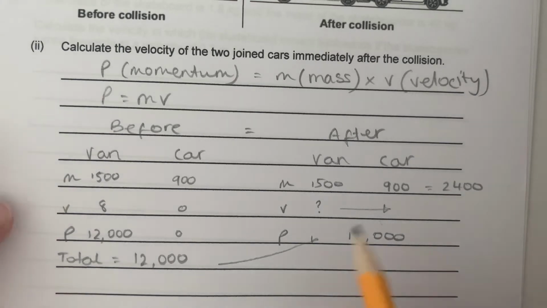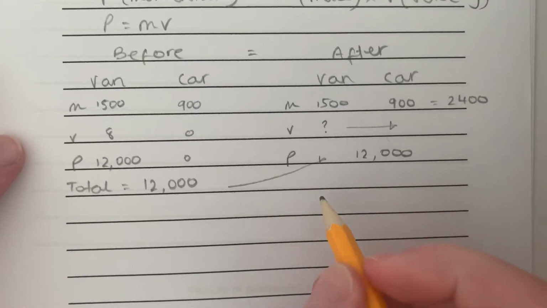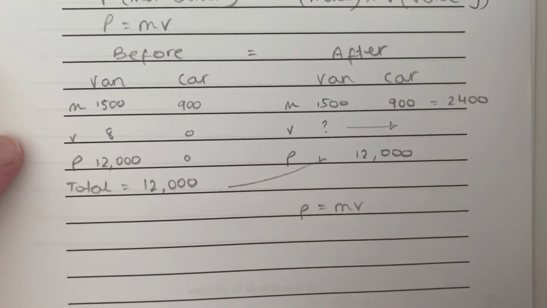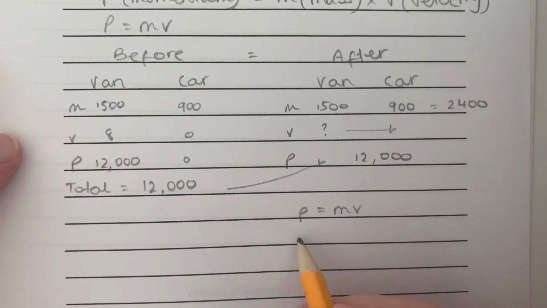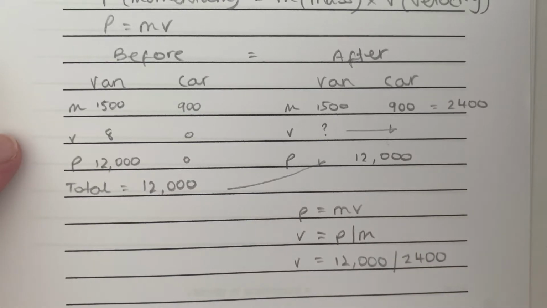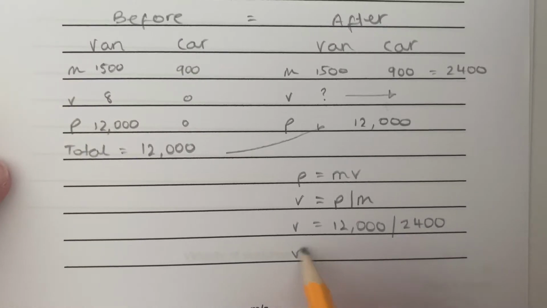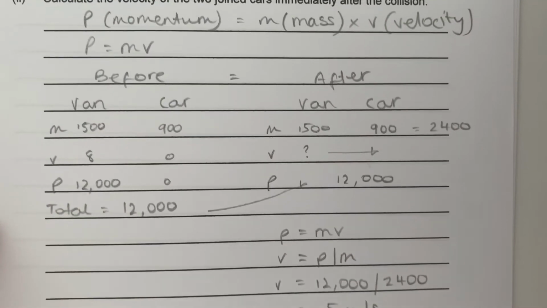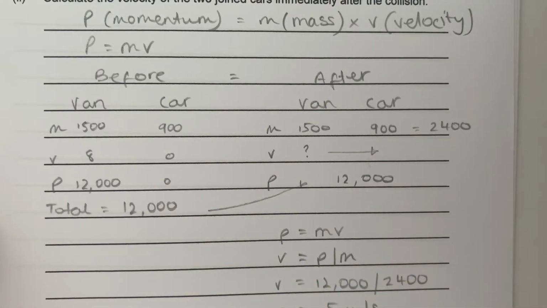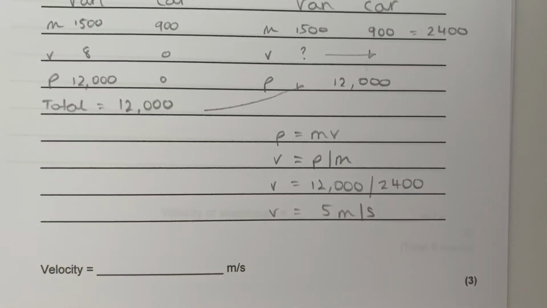We can then work out our velocity. So using the equation P equals mv, we just need to rearrange that to find v, our velocity. So v equals P divided by m. Velocity therefore is 12,000, which is our momentum, divided by our mass, which is 2,400. That should give you a velocity then of 5 meters per second. So lay out like that. I know it seems a lot of work, but if you lay it out like that, you can follow it through step by step, and there you get your answer for that first question.